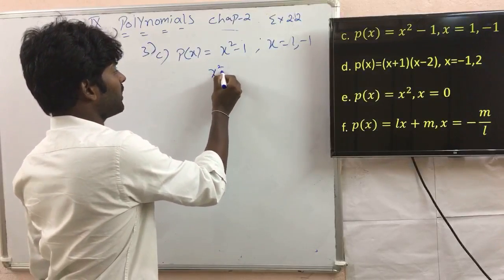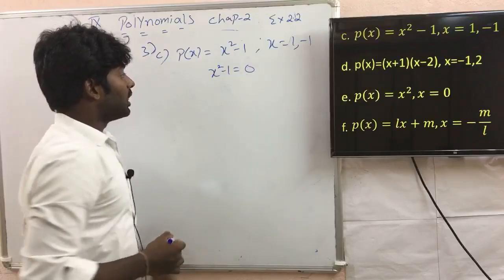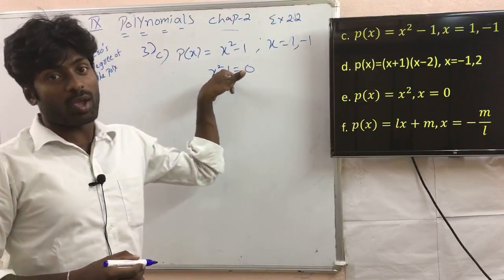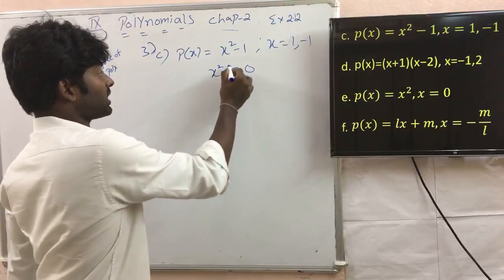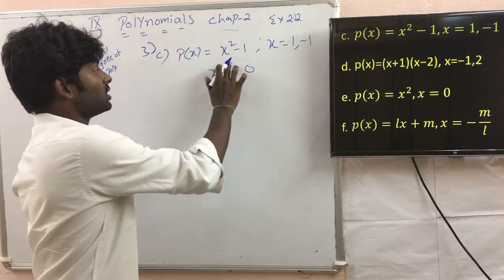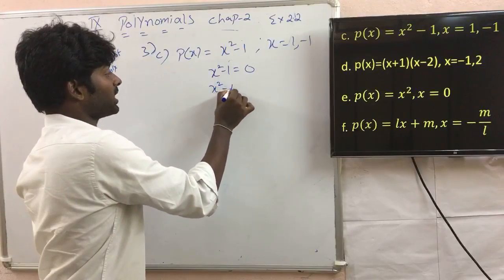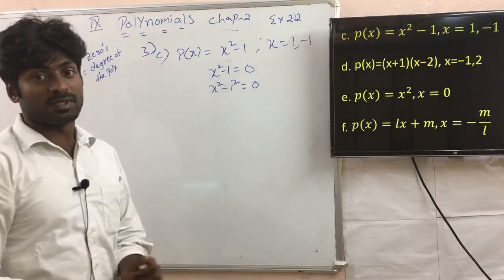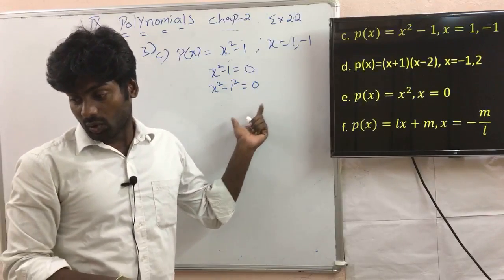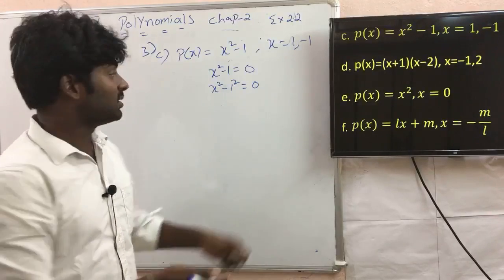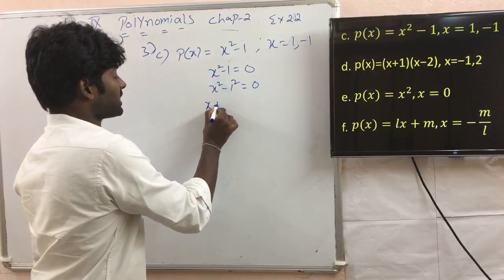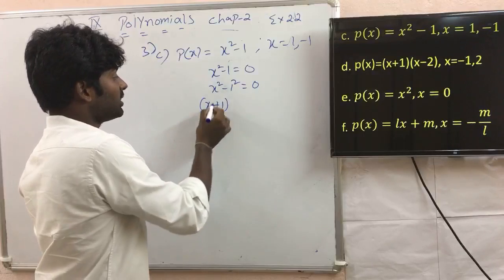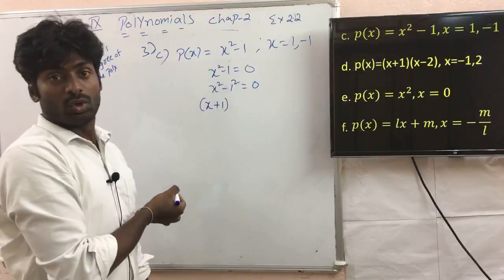X square minus 1 equal to 0. Observe carefully, it is in the form of a square minus b square. I can write 1 as 1 square. So x square minus 1 square equals 0. It is in the form of a square minus b square. So a plus b into a minus b. Yes, Vidhi? That means x plus 1, a plus b. Here a equals x, b equals 1.